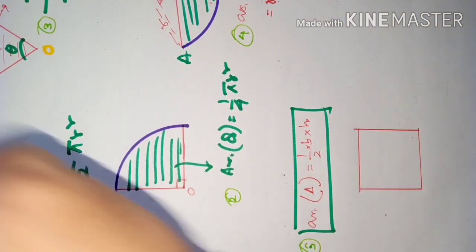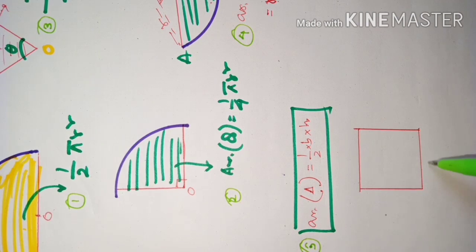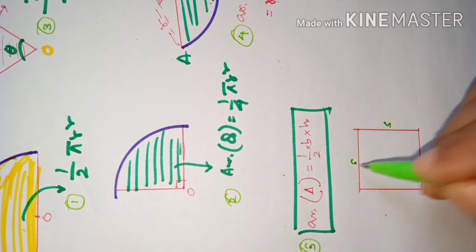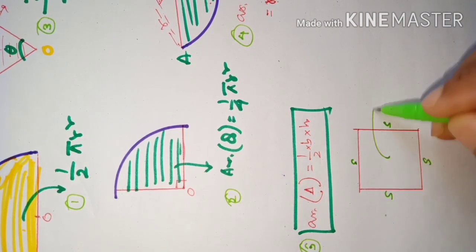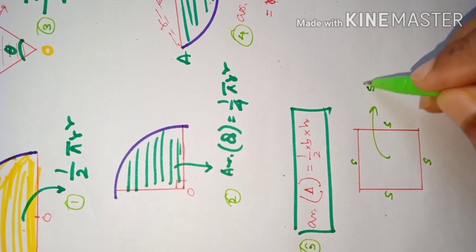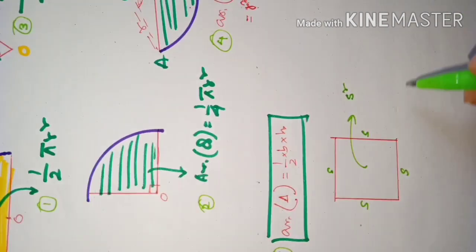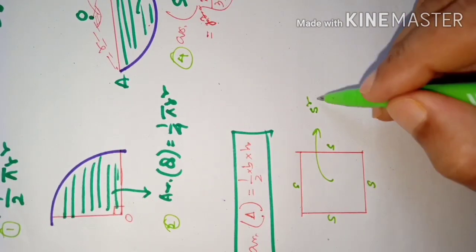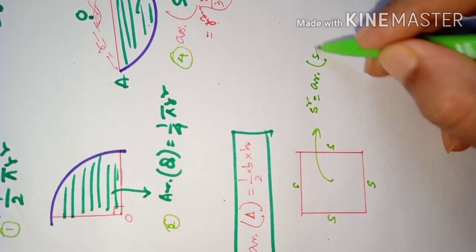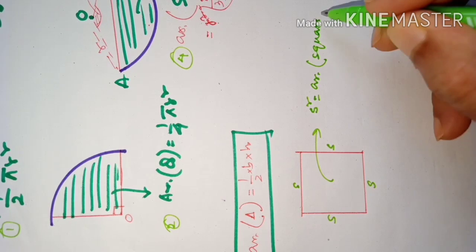So area of the square, this is side S, suppose. So area of the square is S square or x square. If every side is x, then it will be x square. So this is the area of a square. That also will be used, area of square.